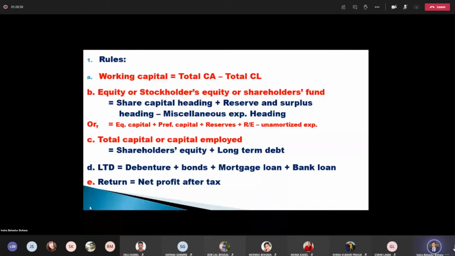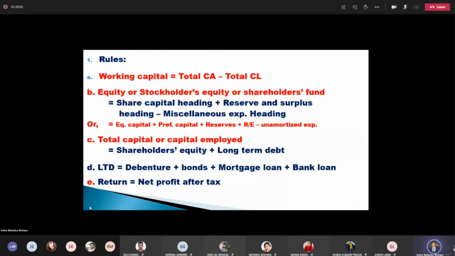Reserve and surplus and retained earnings. On that remaining profit, the owners also have a right. So that is also the shareholders equity, owners equity. So share capital, equity capital, and preference capital fall under the share capital heading, if you learned in plus 2 and bachelor level, under the shareholders equity.